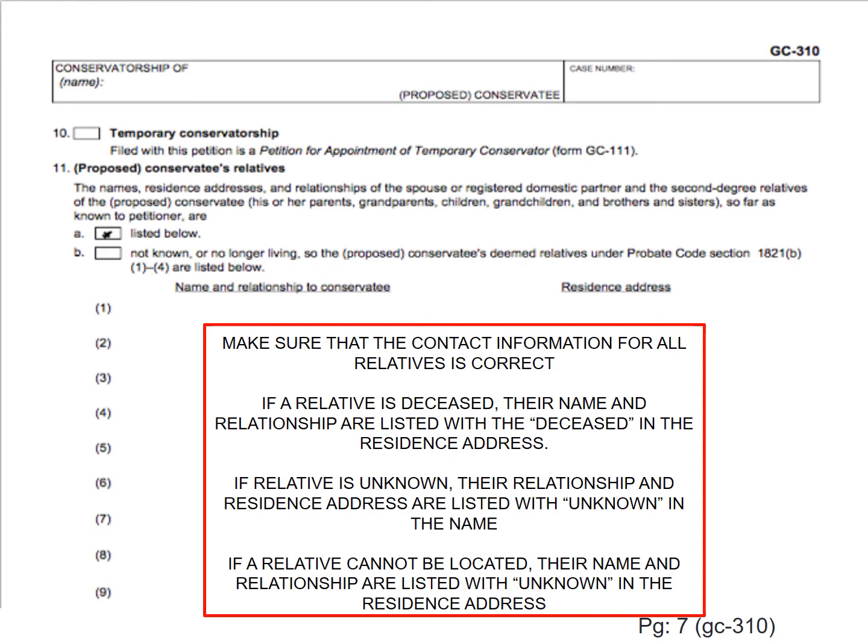If a relative is deceased, then still list their name and relationship, but in the address column, write deceased. If a relative is alive but cannot be located, then still list their name and relationship, but in the address column, write unknown.